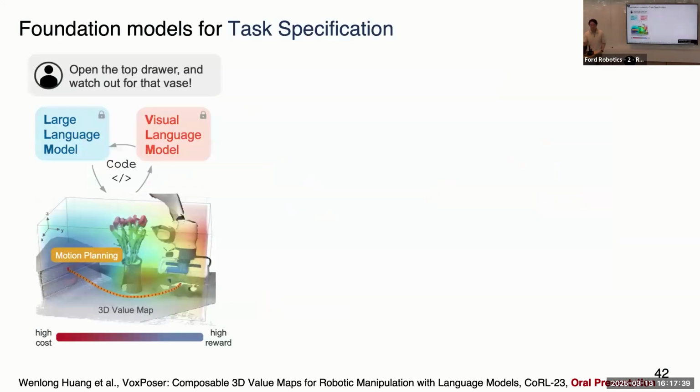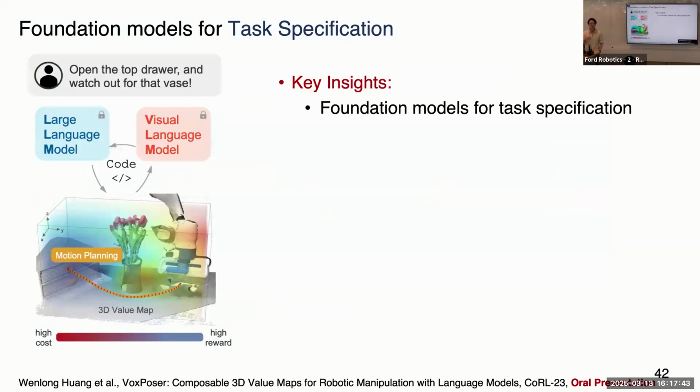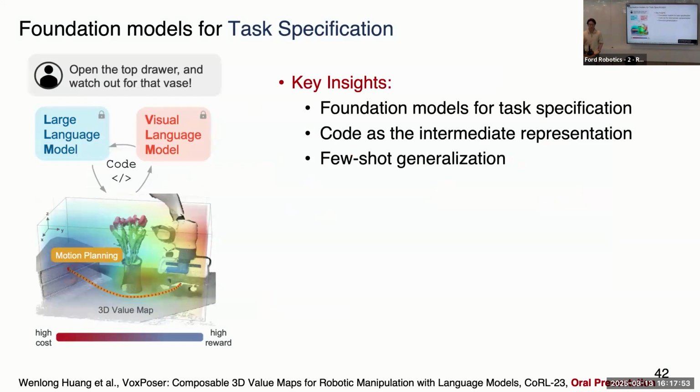So to summarize a little bit about this work, the key insight is that we use a foundation model to specify the task, to communicate the task to the robots. And we use code as the intermediate representation that bridges the gap between the foundation model and the robot actions. It allows few-shot generalization, meaning we give some in-context examples to the robots, and the robot will be able to generalize to a wider range of tasks than what's specified in those in-context examples. Any questions?